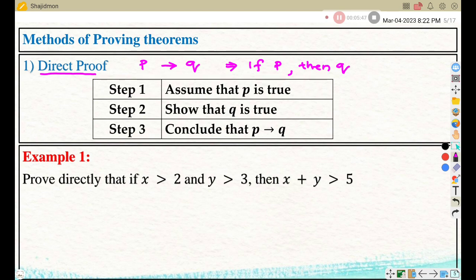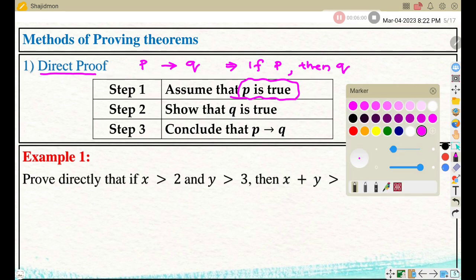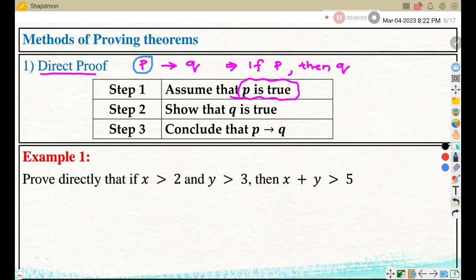So how do we prove a theorem like this? In step 1, assume that P is true. Then in step 2, we need to show that Q is also true. Because P is true, Q is also true. That means this part is true, correct? So it concludes that P implies Q. That means if P is true, then Q is also true.